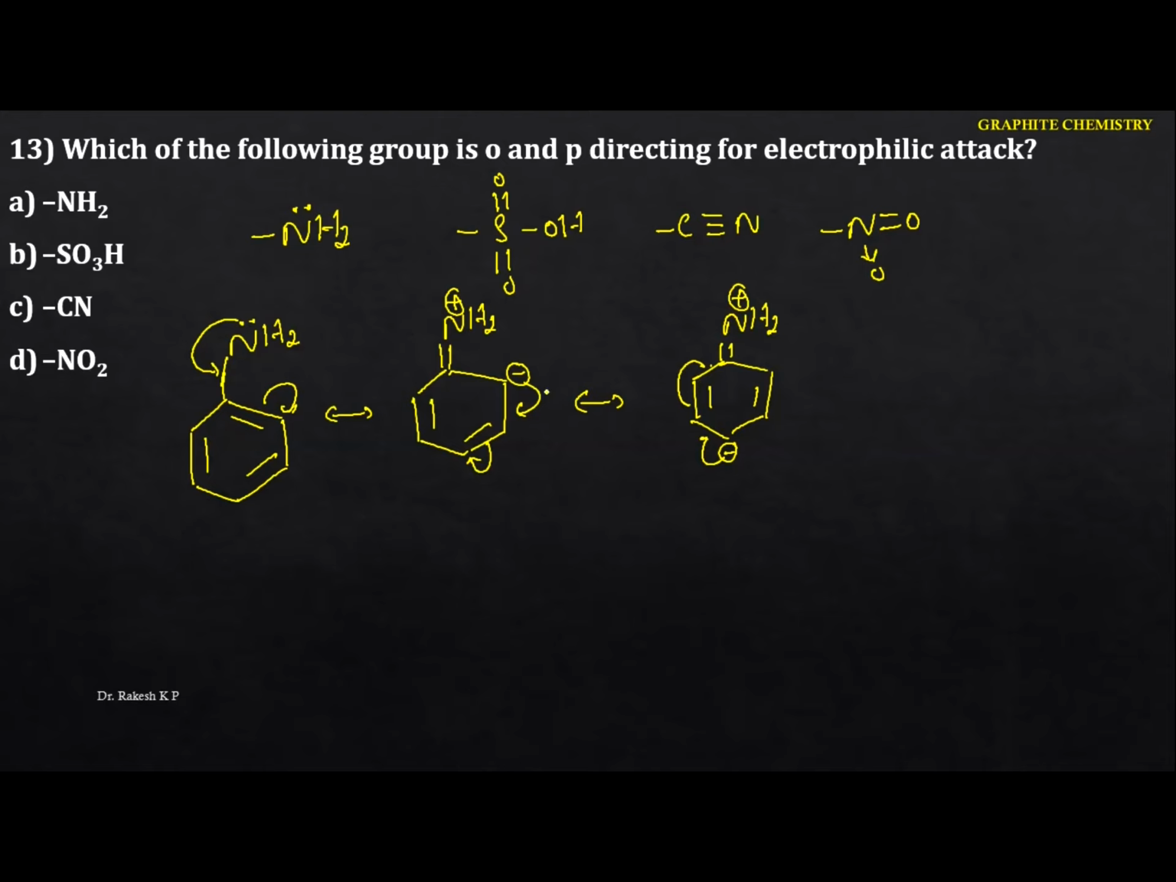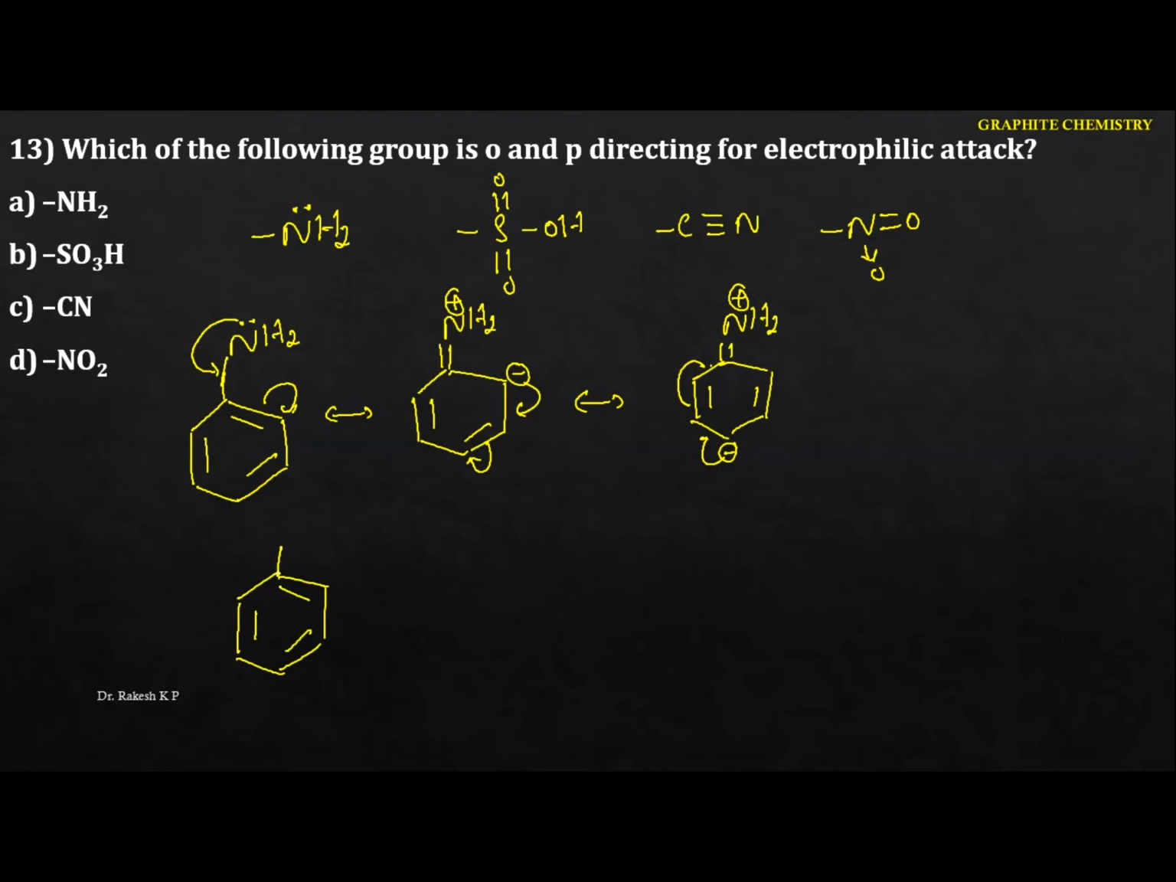At this position the minus indicates that it is electron rich. So whenever the electrophile comes here, it will be directed towards the ortho as well as the para, because in those two positions the electron density is more, and the electrophile attaches to the ortho and para positions. But if I identify the rest of the groups, let me take the nitrile group here.